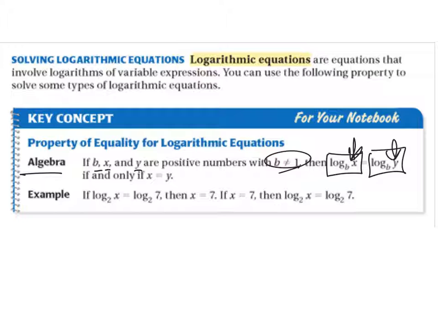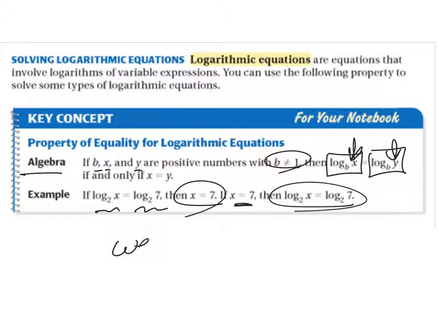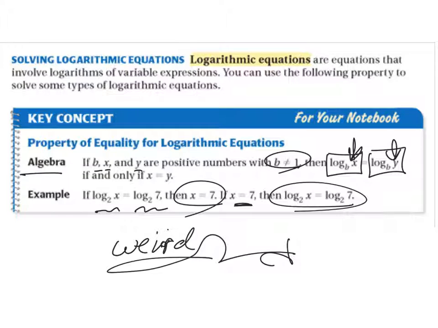Okay, so an example. I've got log base 2 of x, log base 2 of 7, so we can say x equals 7. Or, if x equals 7, I can say log base 2 of x equals log base 2 of 7. Okay, those are crazy examples. A little weird, right? But let's do an example and it'll all make sense.